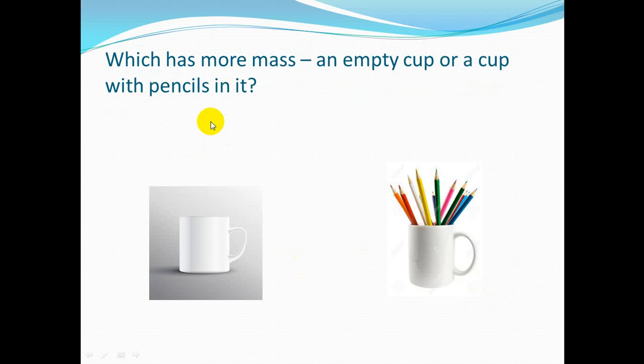Okay, another example here. Which has more mass, an empty cup or a cup with pencils? Which one has more mass? I will give you 1 minute to think. The answer is the cup with pencils in it. Why? Because each pencil here has mass. Together with the mass of the cup, when we sum it, this object has more mass than the empty cup.